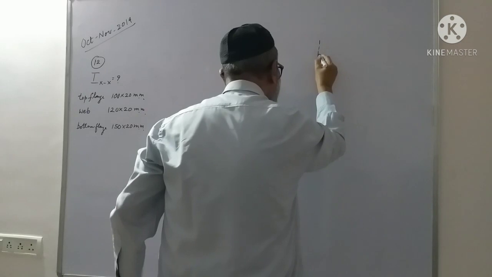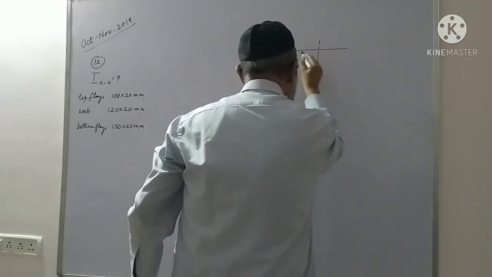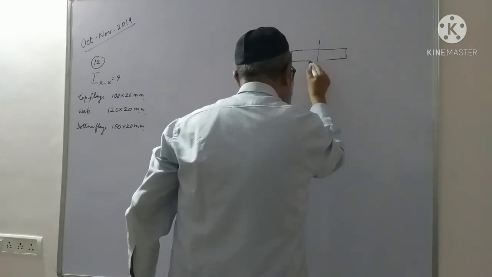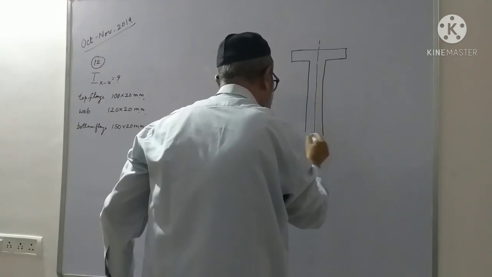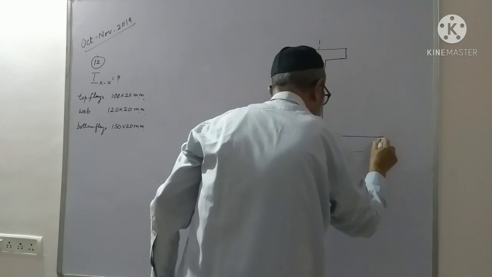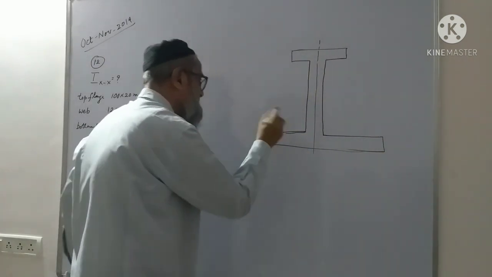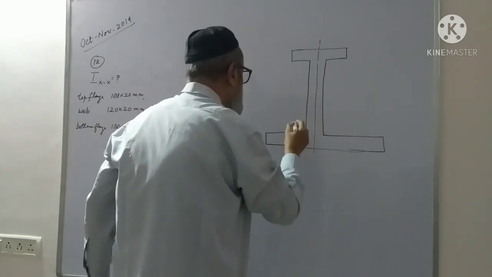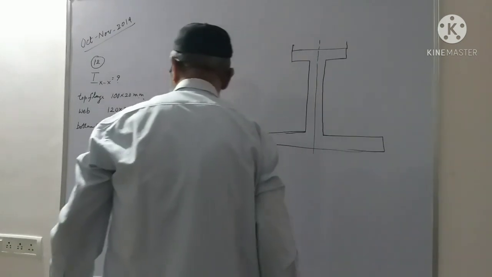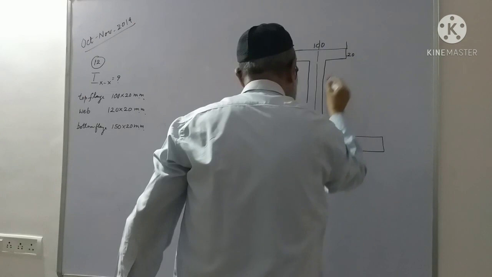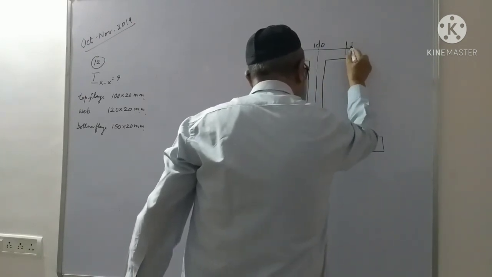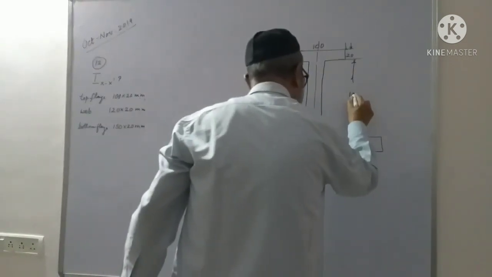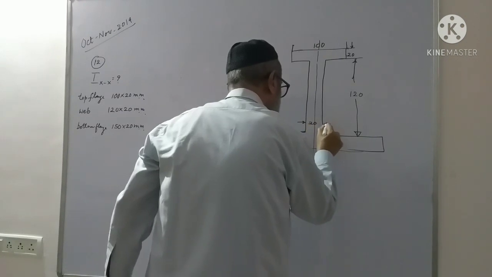Now, let me say this is the axis, this is the top flange, this is the web, and this is the bottom flange. A rough sketch, it doesn't matter. Now this section is symmetrical about the vertical axis, and this is given as 100 by 20. That means this is 100, this is 20. This is 20. This is given as 120. And this is 20. This is 20.